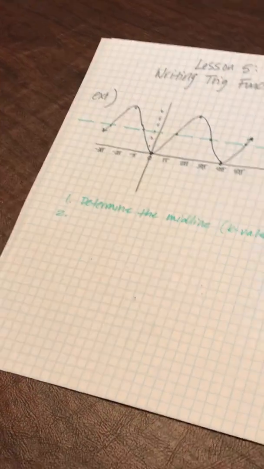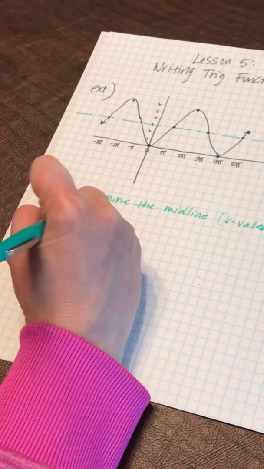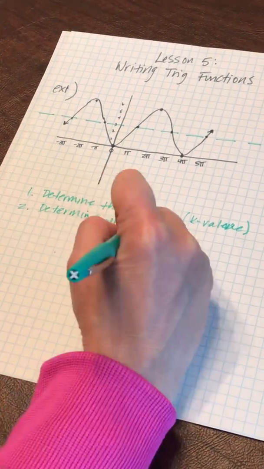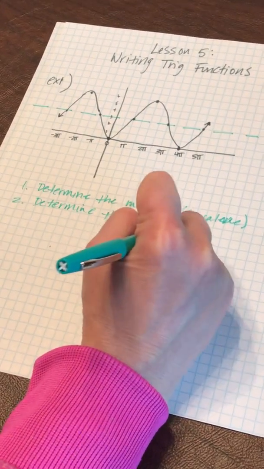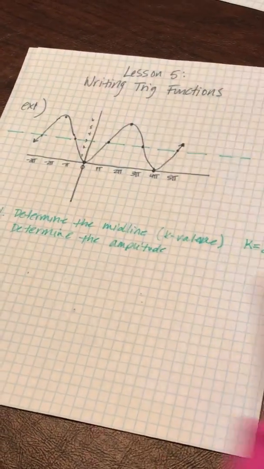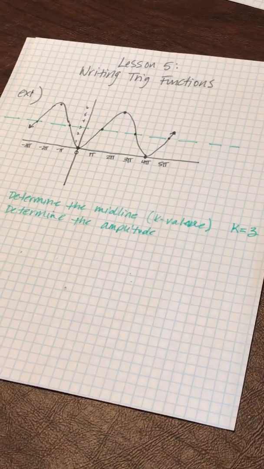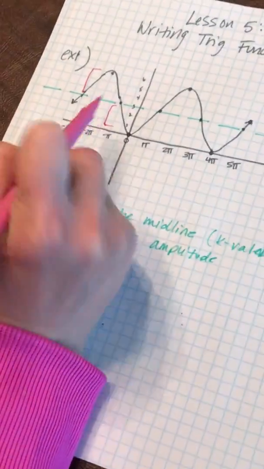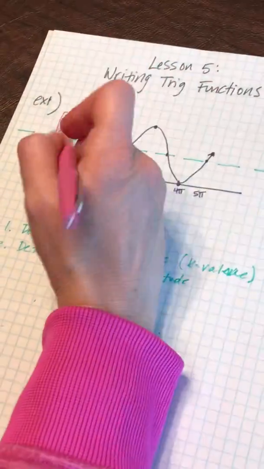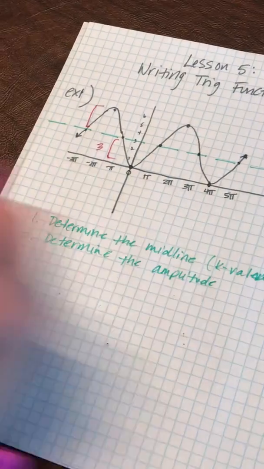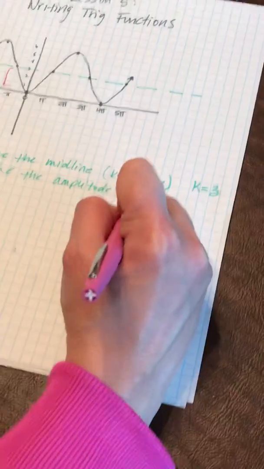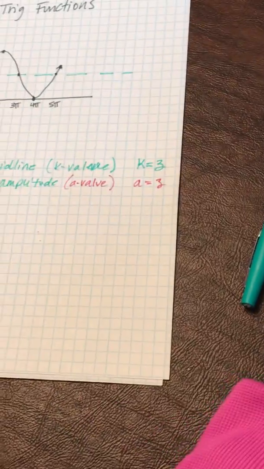All right, step 2. What we're going to do next is determine the amplitude. If you remember, the amplitude is the distance from the midline to the max, or the midline to the min. Like this distance here, or you can think of it as this distance here. Either way, remember it's a distance, so it's a positive number. That distance is 3. And this is called our a value in our equation. So for this example, my a value is also 3.